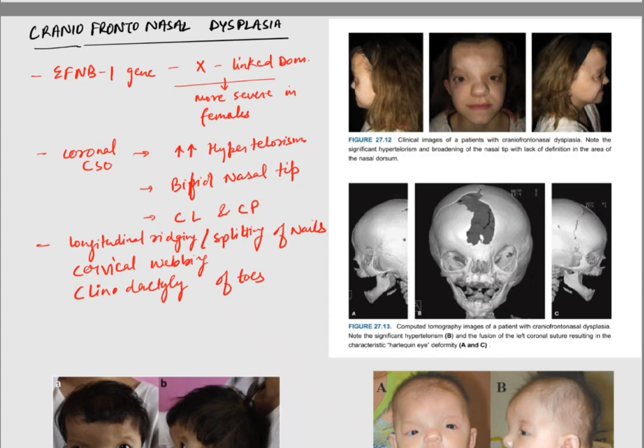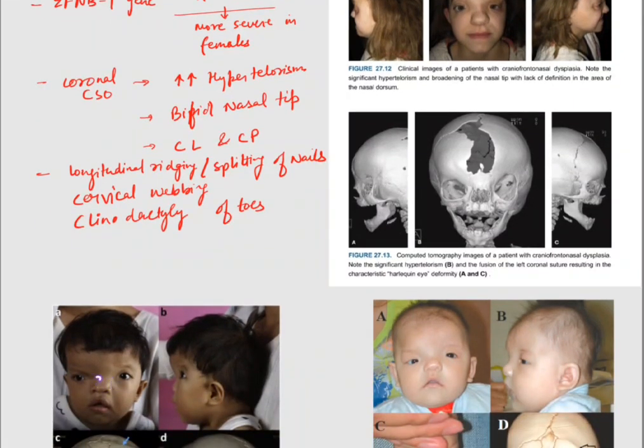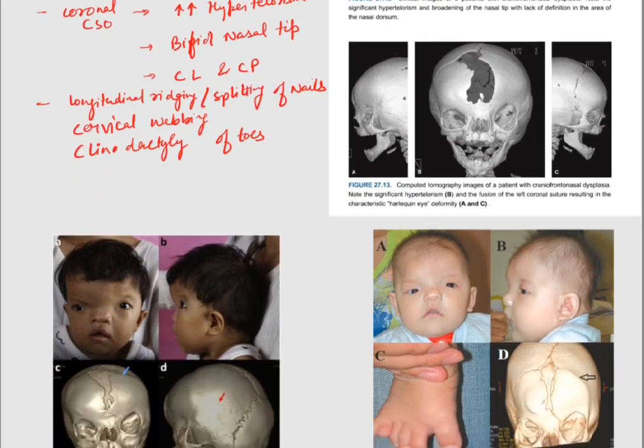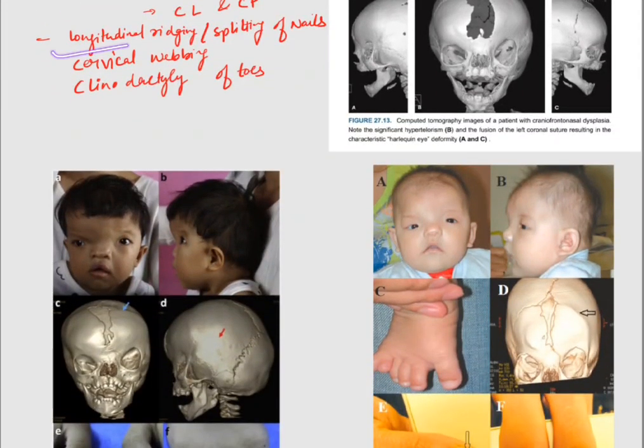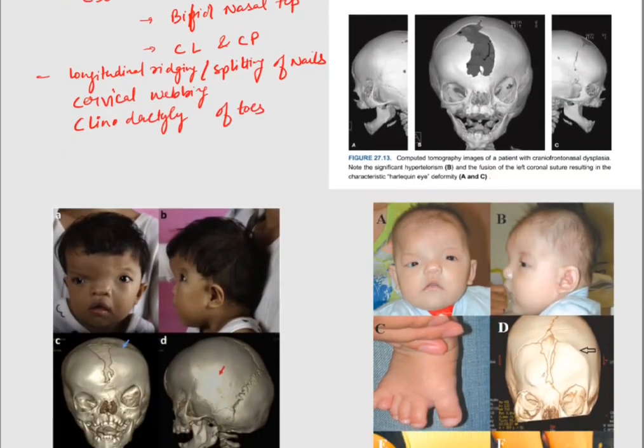Here, hypertelorism is very severe. Sometimes this condition is also associated with bifid nose, bifid nasal tip, and there can also be cleft lip and cleft palate. There is longitudinal ridging or splitting of nails, cervical webbing, and clinodactyly. Here we can see there is medial deviation of fingers and lateral deviation of toes. There is also splitting of the nails.